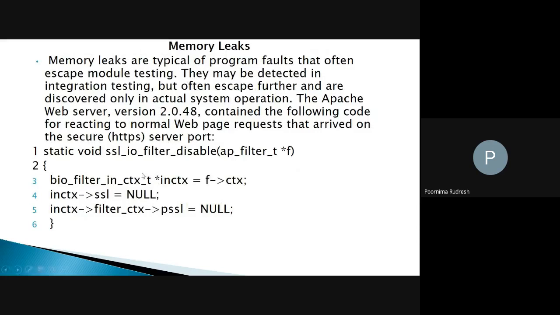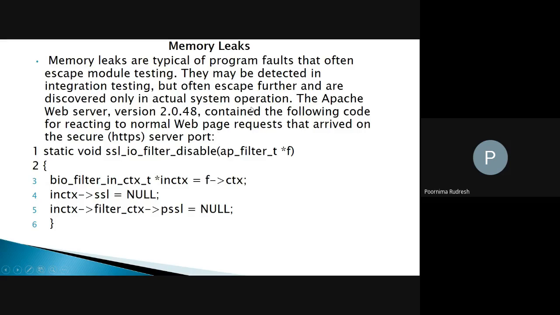One example is memory leaks, which are typical program faults that often escape module testing. They may be detected in integration testing, but they escape further and are discovered only in actual system operation. So this is the major problem. Memory leaks occur when we are using different memory management techniques, and if those faults are not detected at the earlier stages because they escaped testing, then they occur during actual system operation, and the problem arises.